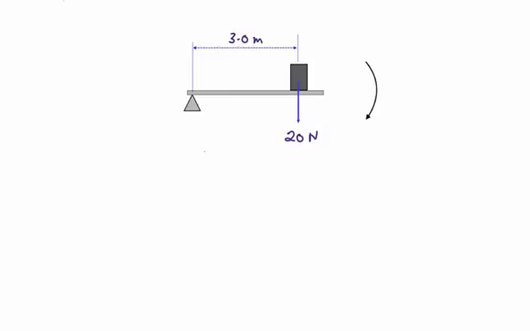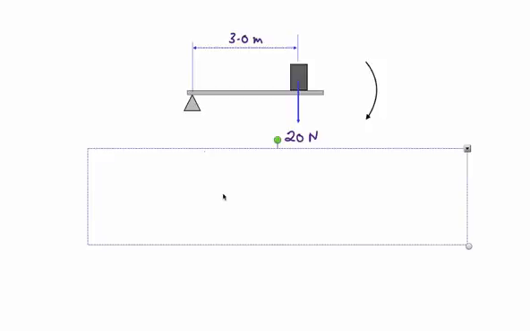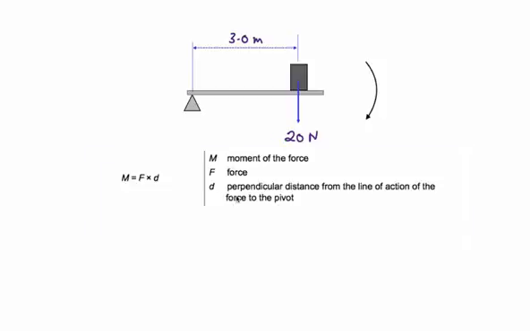Now you should be able to actually calculate a turning effect or a moment, and you could do it with an example something like this. Now we need an equation, and that equation is given to you in the exam, and it goes like this: m equals f times d. They tell you that m is the moment of the force, F is the force, and D is the perpendicular distance from the line of action of the force to the pivot. So that just basically means a distance from the pivot to the actual force.